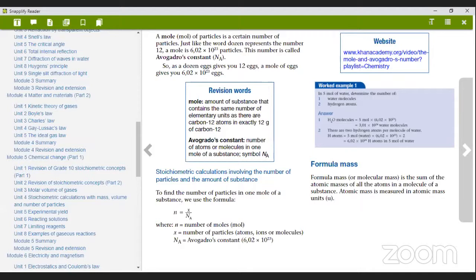But if you check for the second one, they say hydrogen atoms. In this case, we're breaking it down. It's got 2 hydrogen atoms per molecule of water. So in this case, it's going to be 5 times 6.02 times 10 to the power of 23 times 2 again, because now we are dealing with an element. We're no longer dealing with a compound. So that is what is happening there.